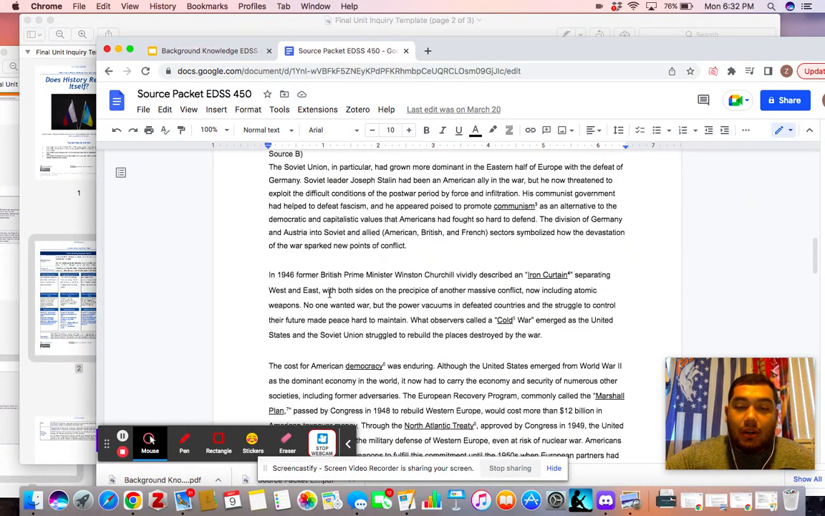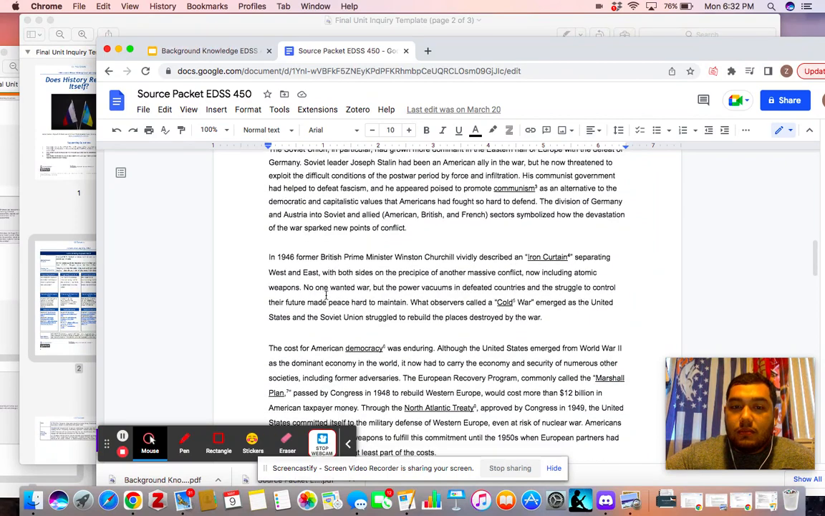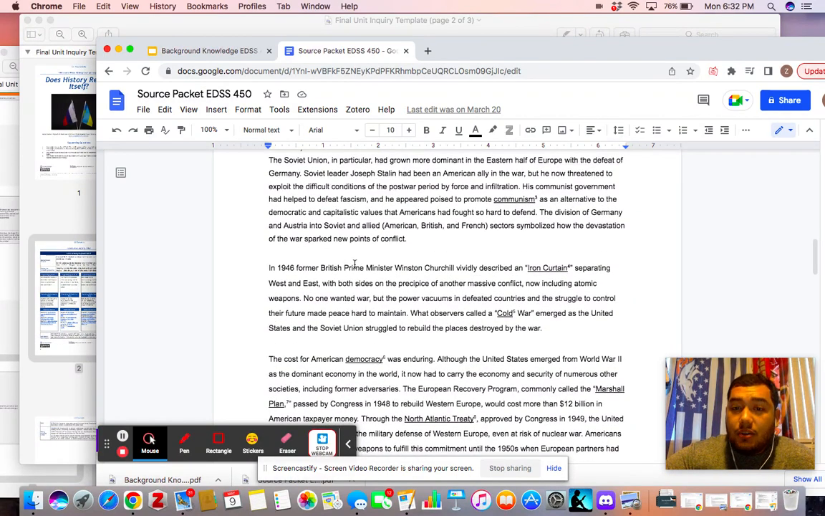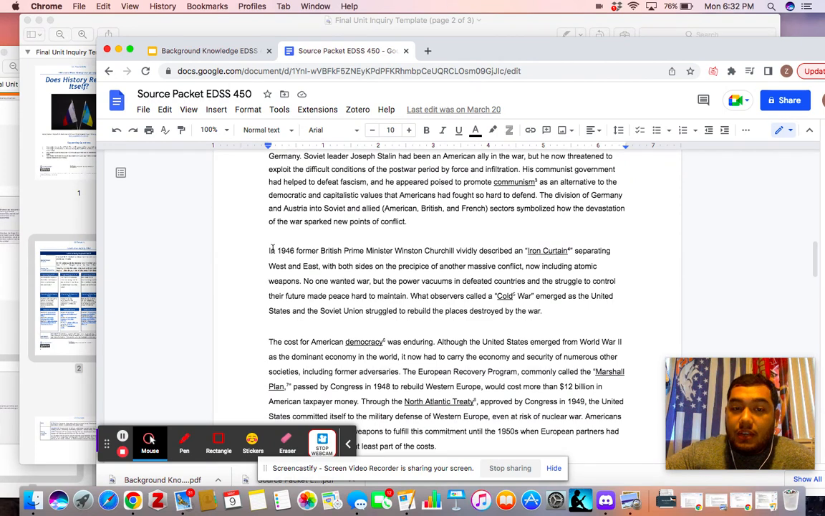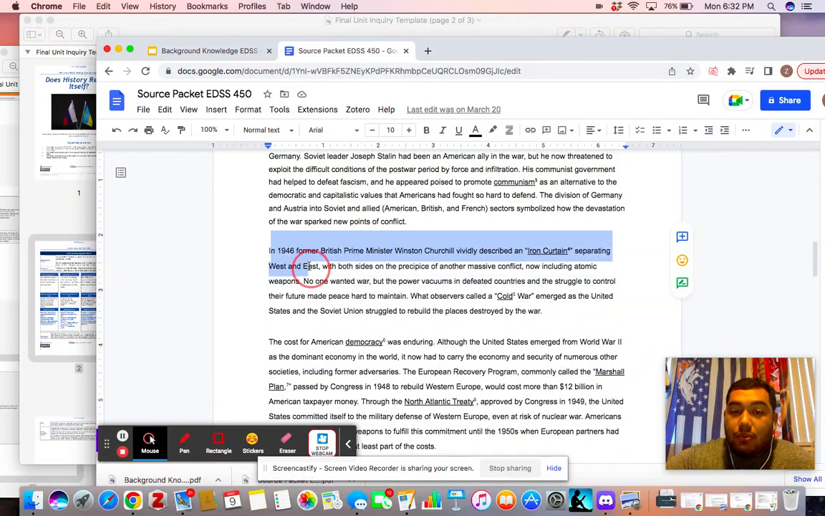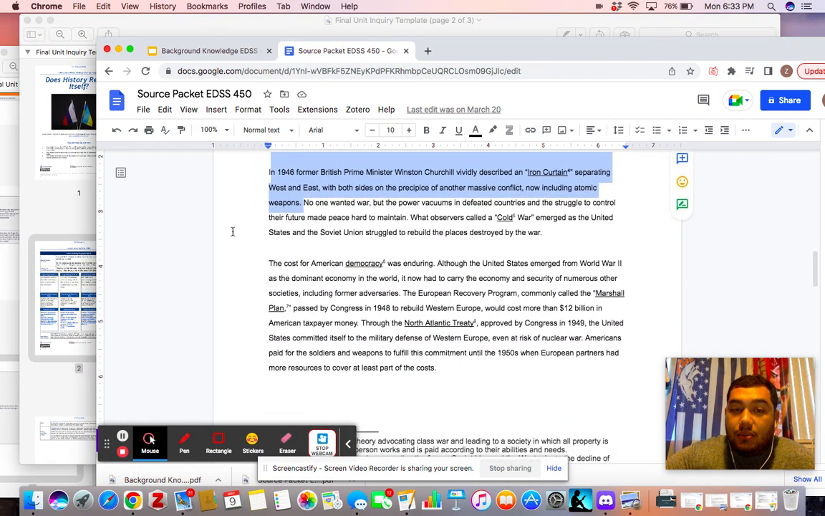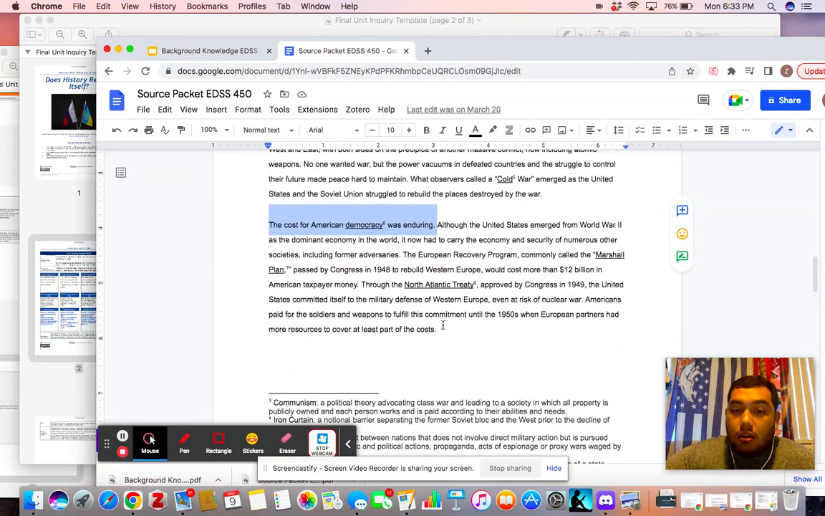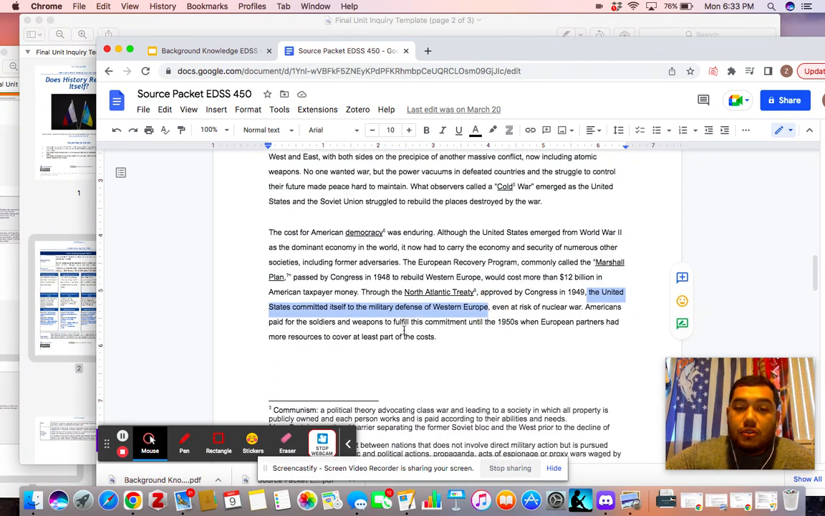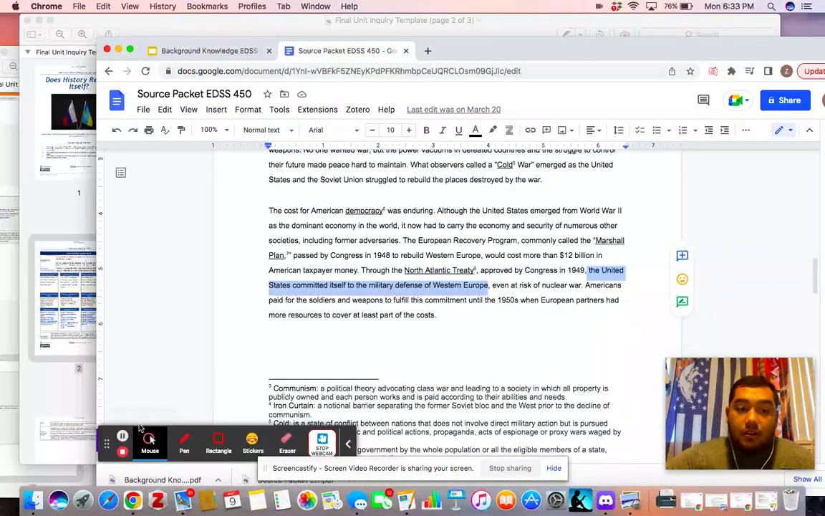To model what I'm looking for, this is what I would do if I was a student. I'd look for any separation is what I would highlight. So right here, I would highlight this: vividly described an iron curtain separating west and east. That would be something I'd highlight. Another thing I would highlight was American democracy, and the United States committed to the defense of Western Europe. Those are some things I would highlight, and then I would share it with my partner.